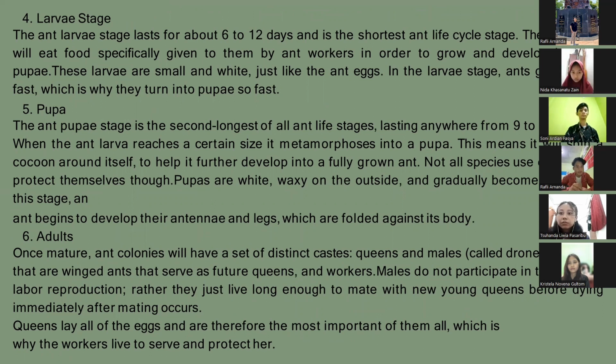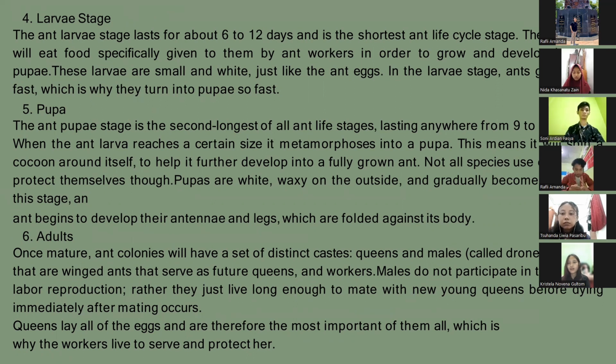Okay, next, Krista. The main idea of paragraph 5 is to provide information about the pupa stage of ants, including its duration, the process of metamorphosis from larva to pupa, various compounds, and physical characteristics of the pupa.